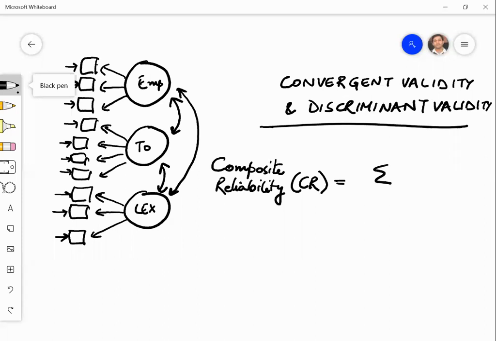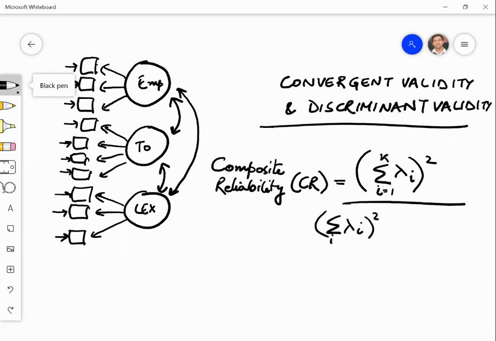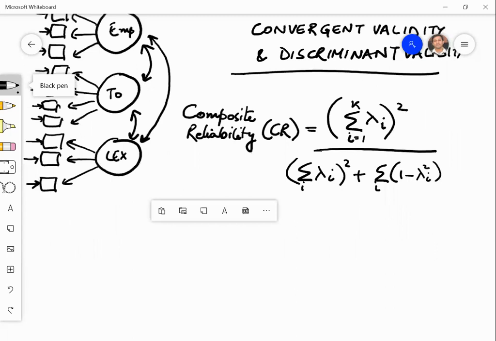you have i varying from 1 to k, the number of items in the construct: summation lambda i, whole square, divided by summation lambda i, whole square, again for all i, plus summation 1 minus lambda i square for all i. So this is basically the formula.